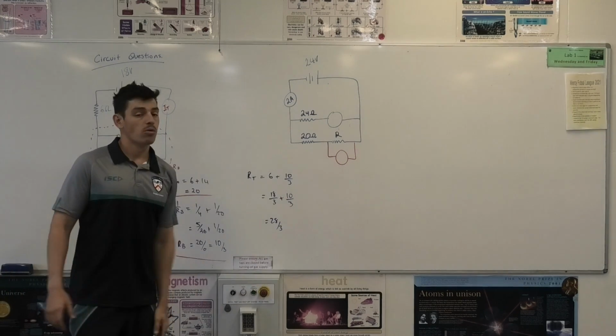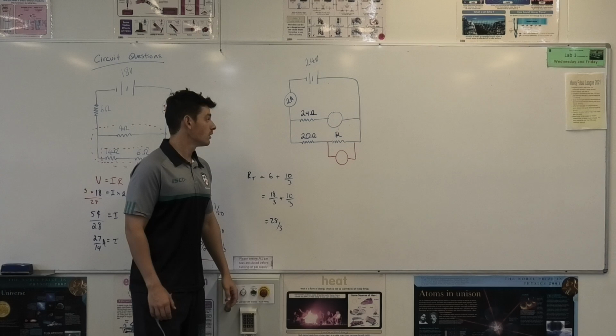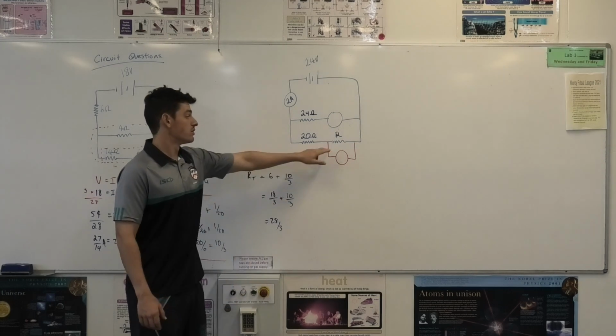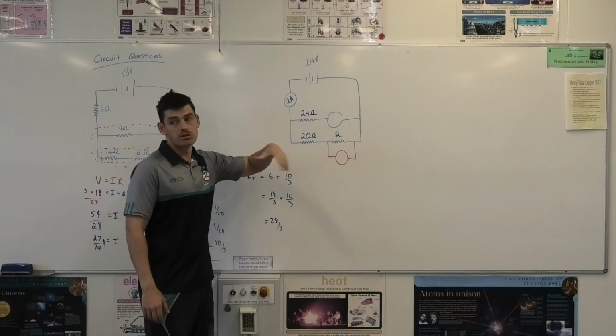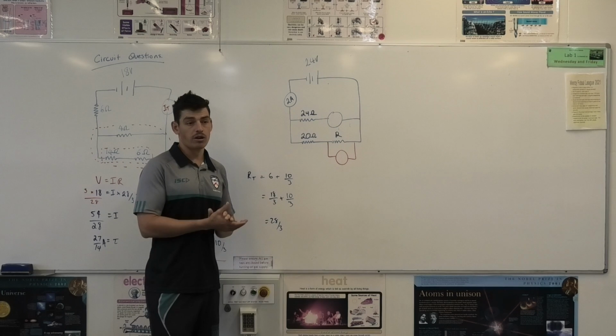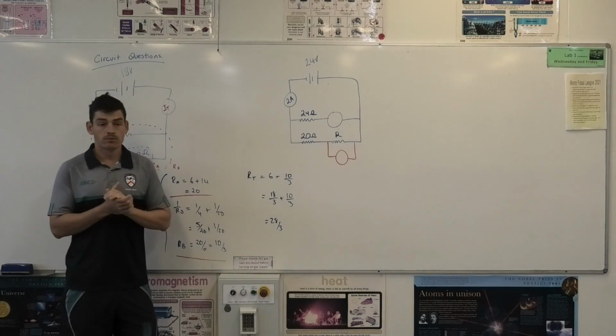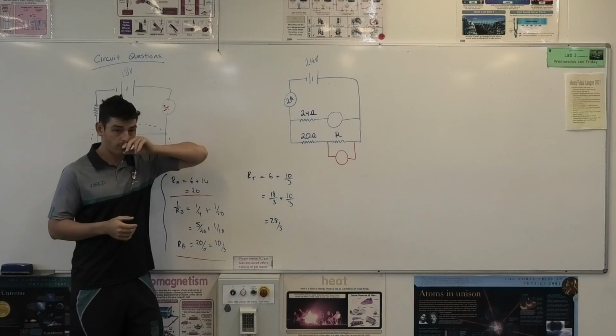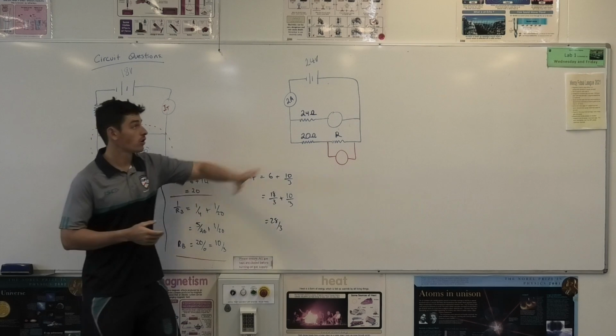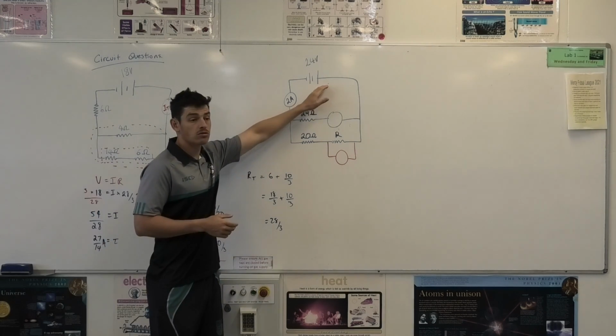I'll leave that one there, but what do we ask for? Resistance. So we need to find the resistance. How are we going to find that resistance? What do we know? We know amps, so we know total current. What else do we know? Volts, total voltage. So we can find the total resistance.